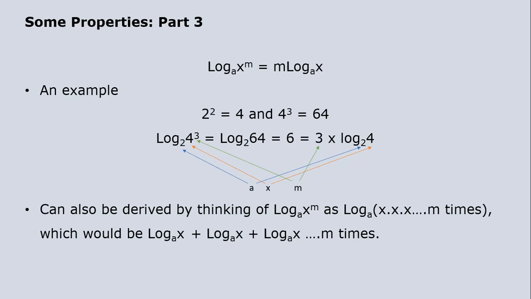For the smarter amongst you, we can also derive this property by thinking of x to the power m as x multiplied by itself m times. So, log of x times x times x and so on will be log of x plus log of x plus log of x and so on. I'll pause for a moment while you work it out.